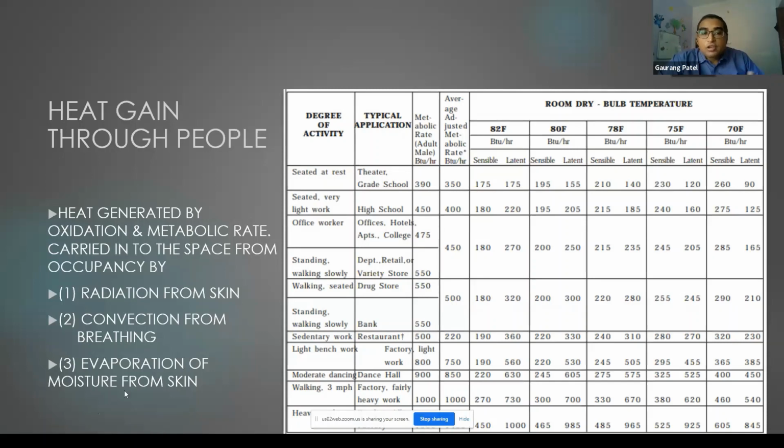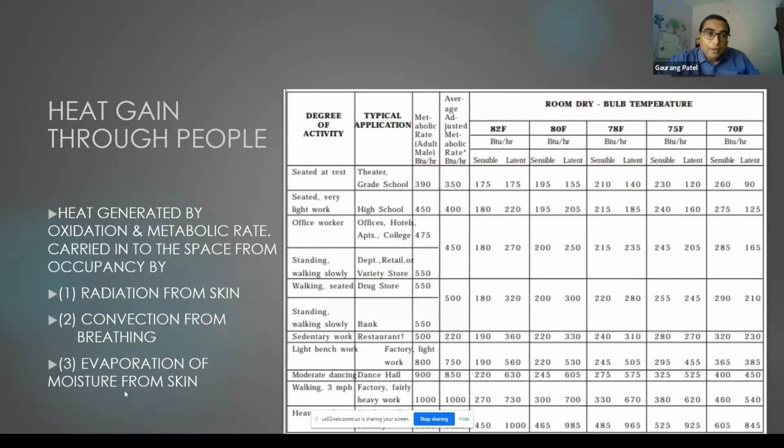And third is the evaporation of moisture from your skin. When you are sitting normally, you will not have sweat on your skin, but whenever you are doing some light work or working out in a gym, you will be sweating also, so that also comes as a load to the AC. You don't feel the sweat in an AC room, but your air conditioning system takes that particular load.